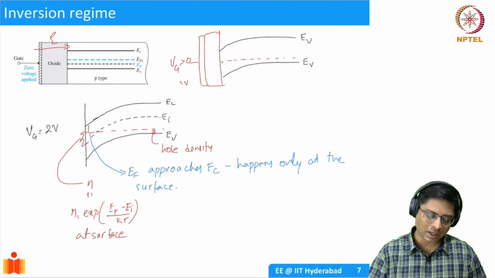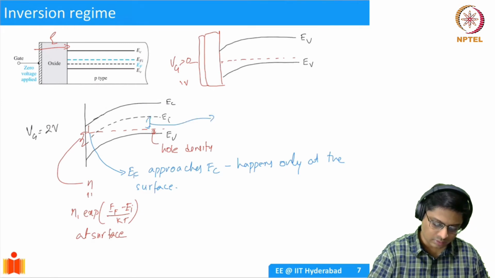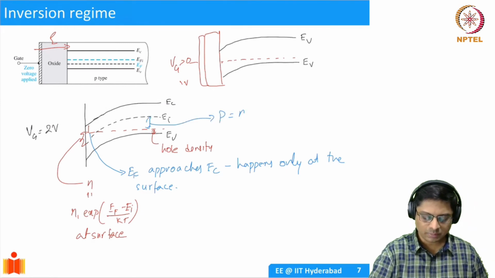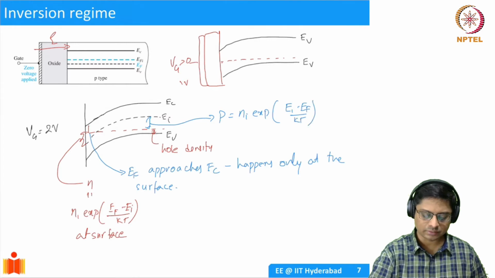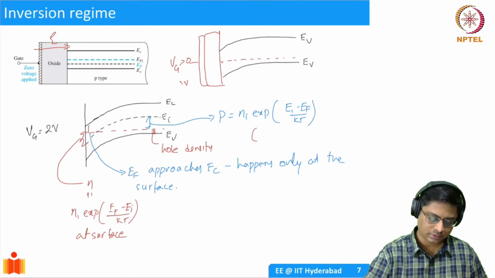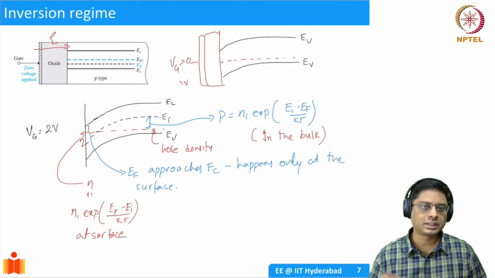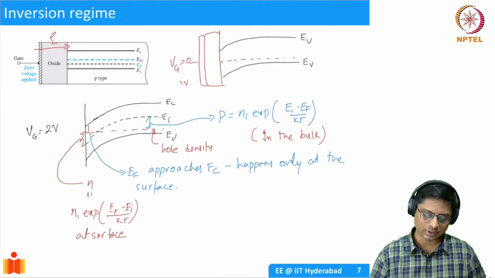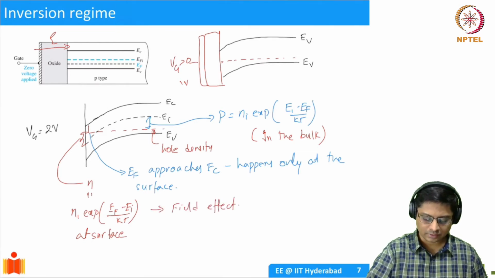Whereas if you go into the bulk, this is going to be p equal to Ni exponential of EI minus EF by KT in the bulk. This phenomenon is called the field effect.